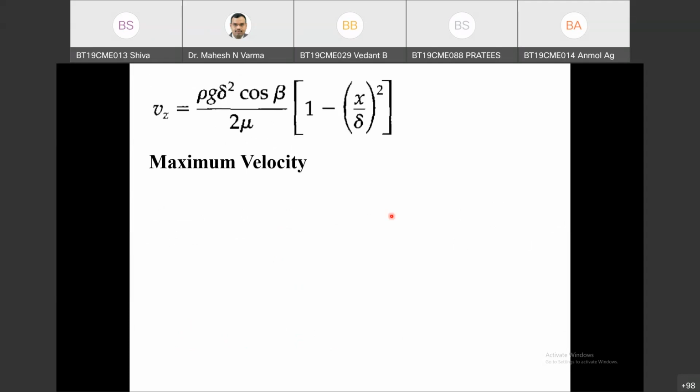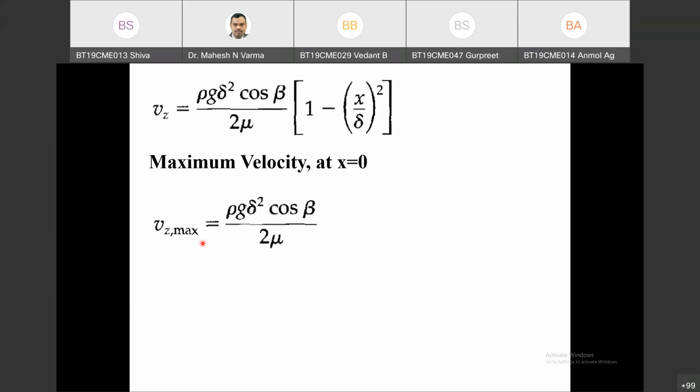Roll number 47, Gurpreet. Yes, sir. How to get the maximum velocity? Sir, we will put x equal to 0. X equals 0. So what will be the maximum velocity? Sir, it will be rho g delta square cos beta by 2 mu. So at x equals 0, the maximum velocity will be rho g delta square cos beta by 2 mu. This is the property of the system, given the value of beta, the angle of the plate, and the thickness of the fluid. These are all constant. So you can get the maximum possible velocity of the film, which is at the top surface.